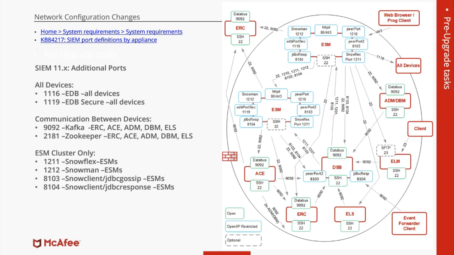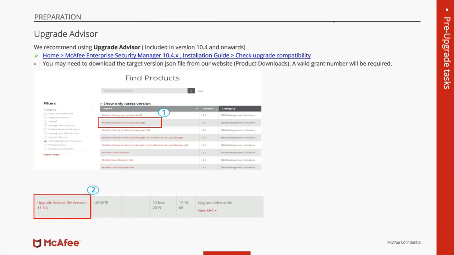We definitely recommend using the Upgrade Advisor. Again, that's only going to be available in 10.4 and onwards. The documentation is out there. It's under the installation guide under Check Upgrade Compatibility. You're going to probably need to download your target version JSON file from us from the product downloads page using your grant, which this graphic shows what that looks like.